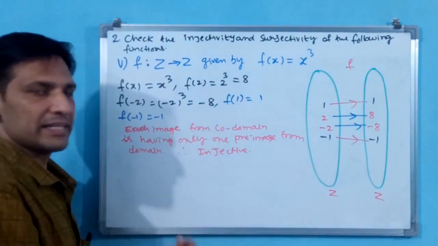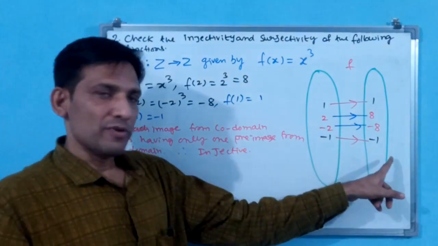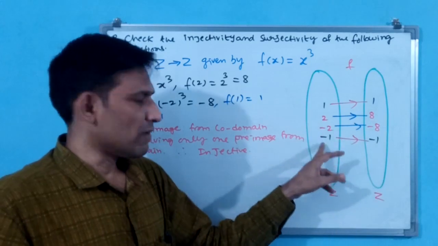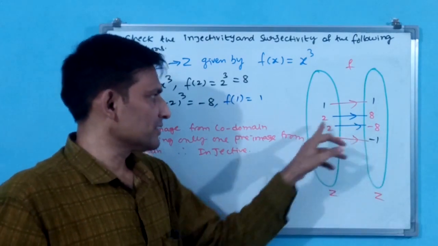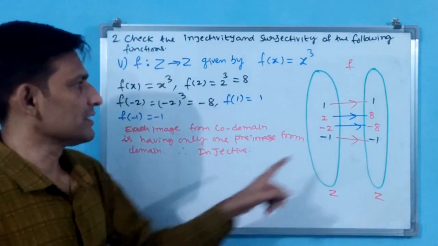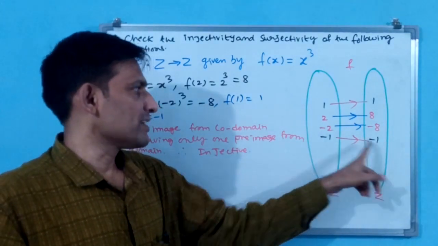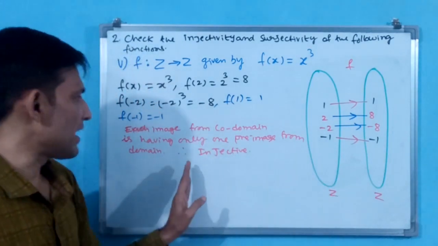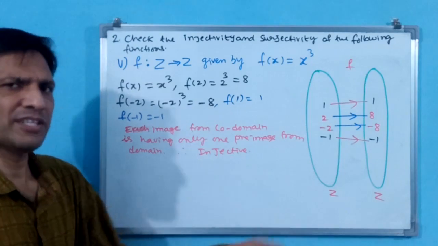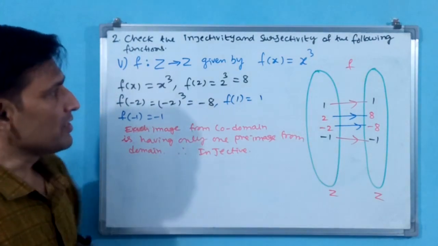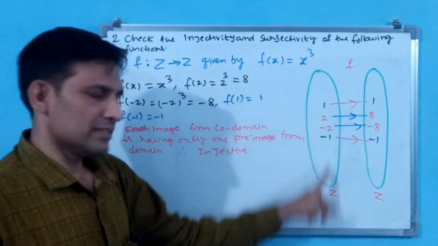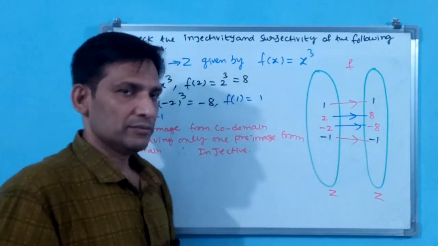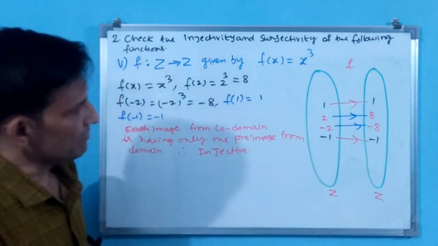Okay, this is the correct sentence. Each image from codomain is having only one pre-image in domain. That is why this is injective. This is injective only. Why? Because see, here all elements in Z are having a relation.